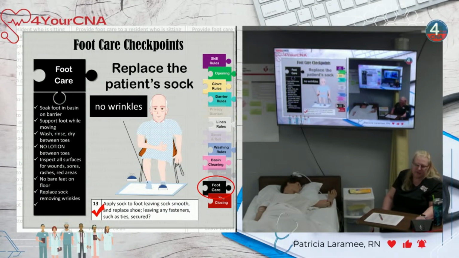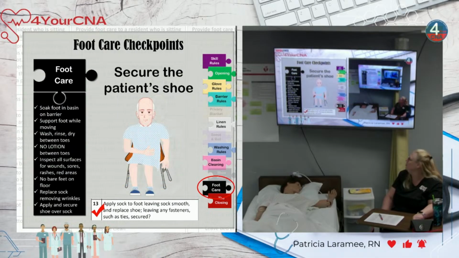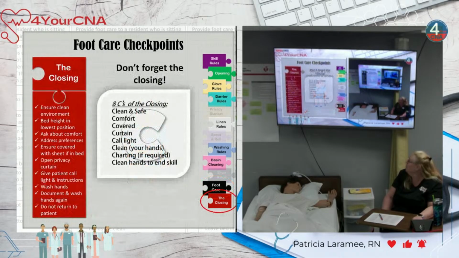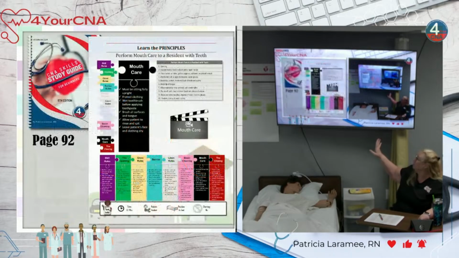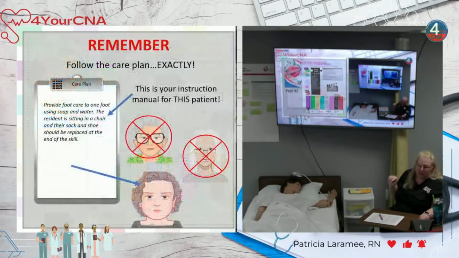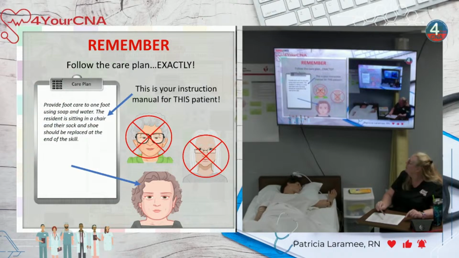And then when we put the sock back on, smooth it out so there's no wrinkles before you put the shoe back on. And then put their shoe on. Do your closing. This is not a hard skill at all. Remember that this skill is just for this patient. That's it.